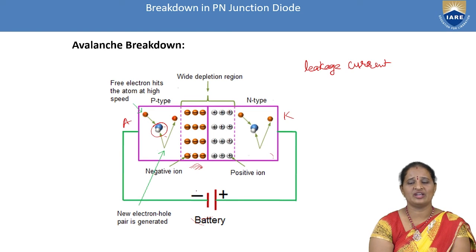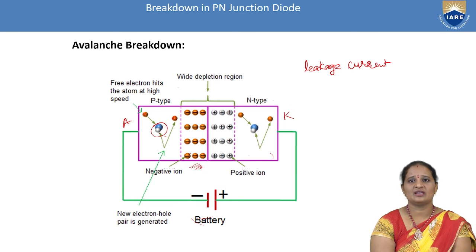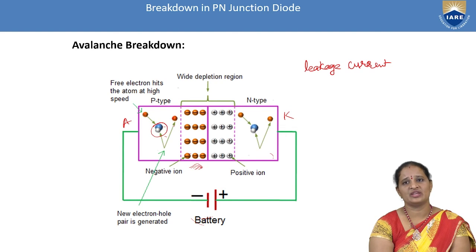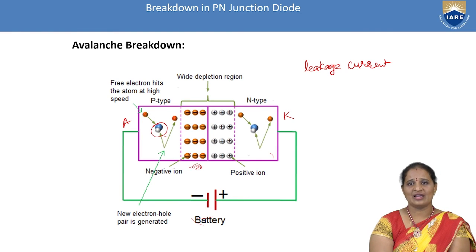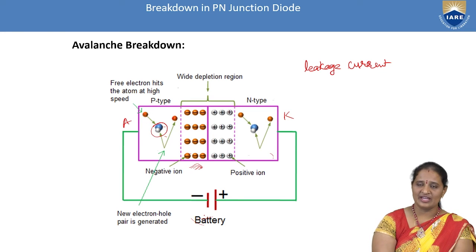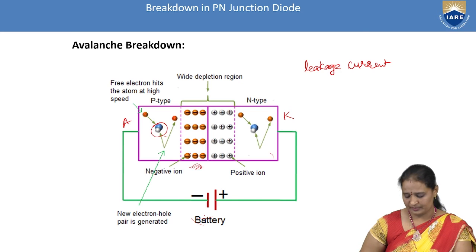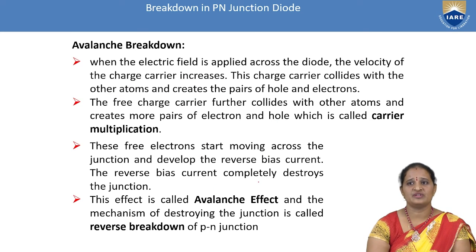Due to the applied reverse voltage, an intense electric field is generated, with which electrons acquire more energy, increase their velocity and collide with the atoms. With that collision, new electron hole pairs will be created, and these will again acquire kinetic energy, increase their velocity and create furthermore electron hole pairs. That means multiples of free charge carriers will be generated. The process of generating a number of electron hole pairs, or free charge carriers, is called avalanche multiplication.